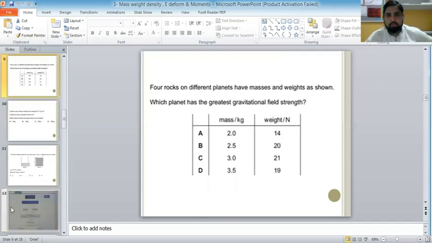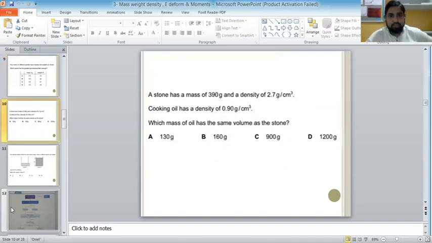Four rocks have different masses and weights. It's shown which planet has the greatest gravitational field. So again, g is W upon m.